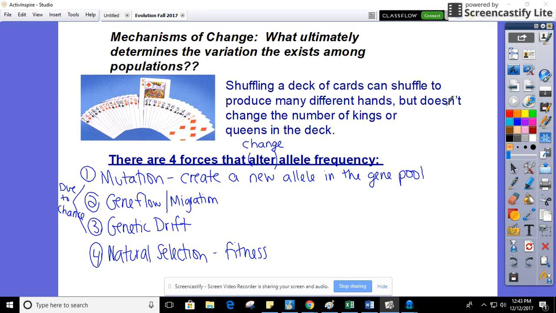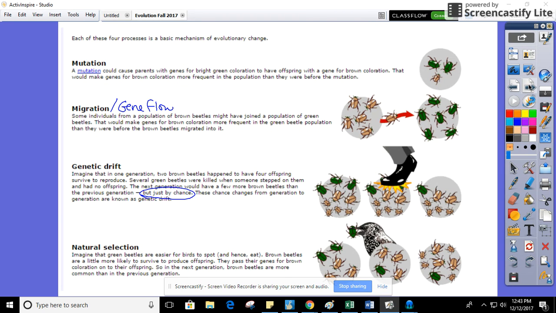These first three are due to chance. I have these explained a little bit further in more detail. You should take the time to read these. A mutation is, there are two green beetles, and there is a mutation so that a brown coloration is now a new allele to that population. Migration is if this brown beetle would migrate or join a population of green beetles, and then within reproduction of future generations, there will be more brown beetles than there were before. Notice this gene pool will change, but this gene pool does not.